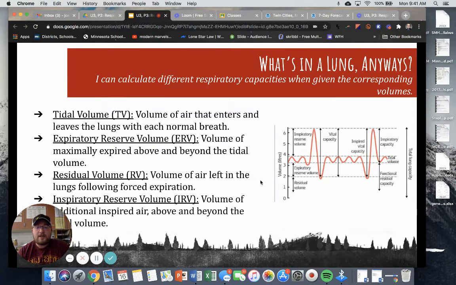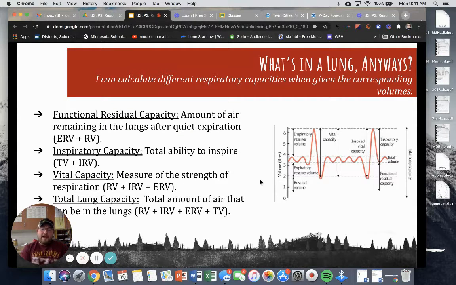And inspiratory reserve volume is the volume of additional inspired air above and beyond the tidal volume. So that's inhaling as much as I possibly can. So that amount above and beyond my normal resting tidal volume, okay?